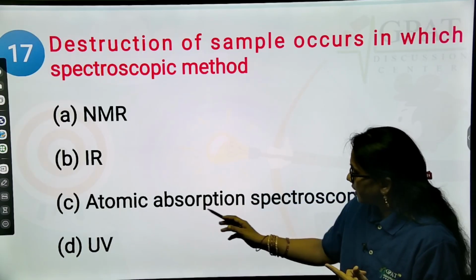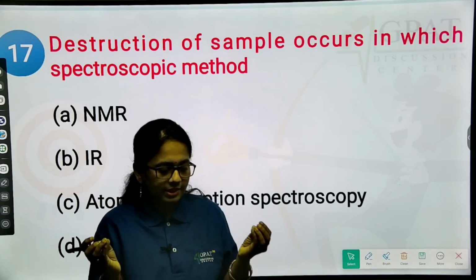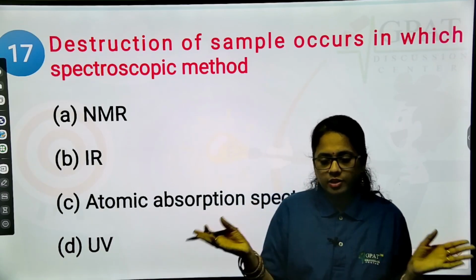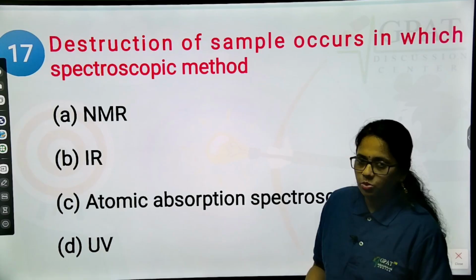Whereas in atomic absorption spectroscopy, complete ionization is going to take place. Once the sample has been placed into the flame, the denaturation or destruction of the sample takes place, right? So that's why C is going to be the right answer.